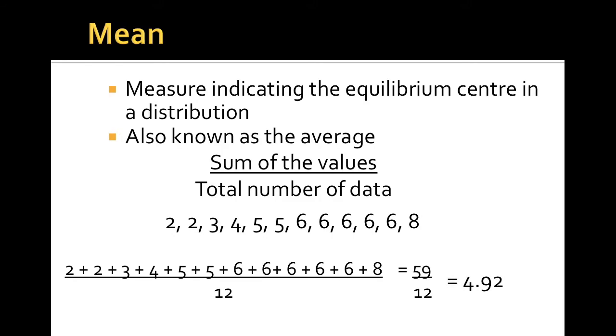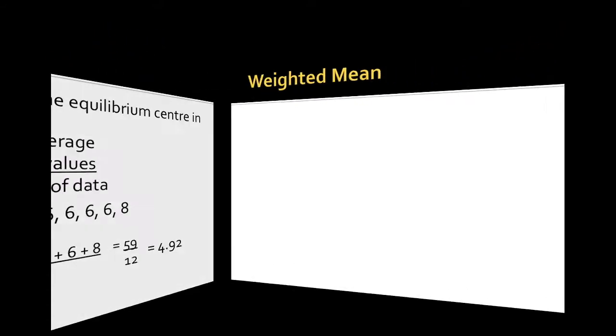So again, average is approximately what is the middle value? What did everybody get on average? On average, you could say everybody got 4.92.